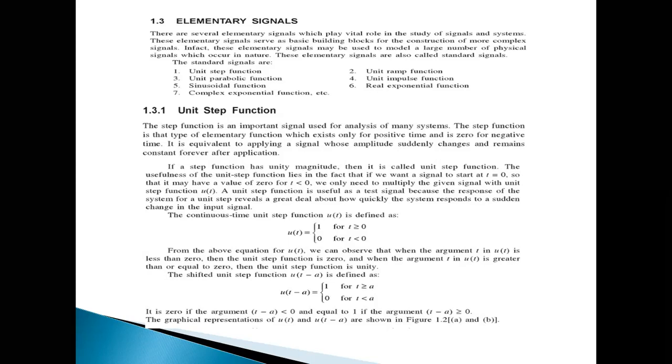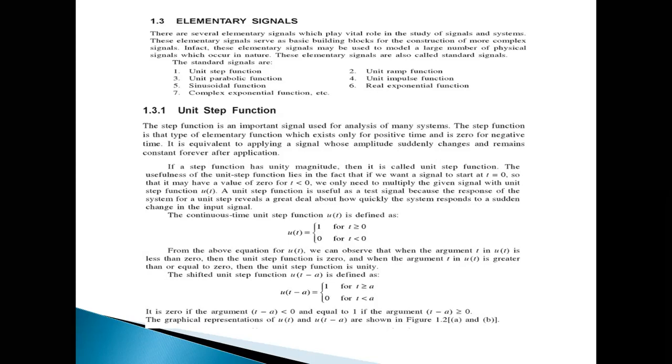And the usefulness of the unit step function lies in the fact that if you want a signal to start at t equal to 0, so that it may have a value of 0 for t less than 0, we only need to multiply the given signal with the unit step function, u(t).